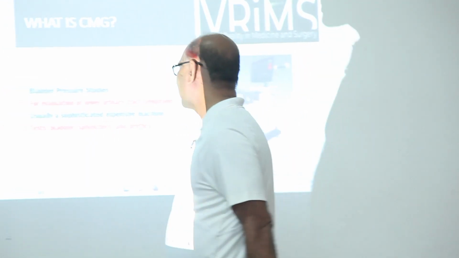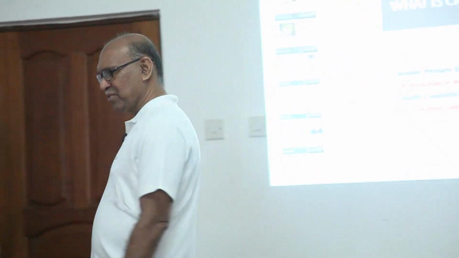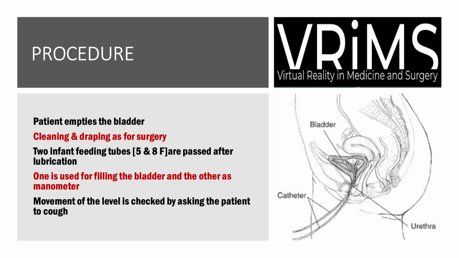So what do you do? Especially if you're in a rural area, you don't have that much money to buy this other equipment. What we do is we put an infant feeding tube into the bladder. Okay. One way of measuring the pressure is using a pressure transducer, which are machines which calculate the pressure.